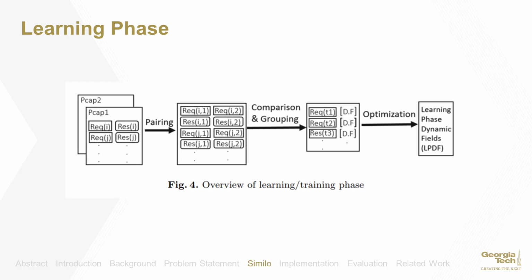At this point, the process can repeat with the addition of more PCAP files, and using the majority rule described in the optimization process, the results will be grouped again, creating the learning phase dynamic fields. After the learning phase dynamic fields have been identified and located, Senthivel is ready for the testing phase.